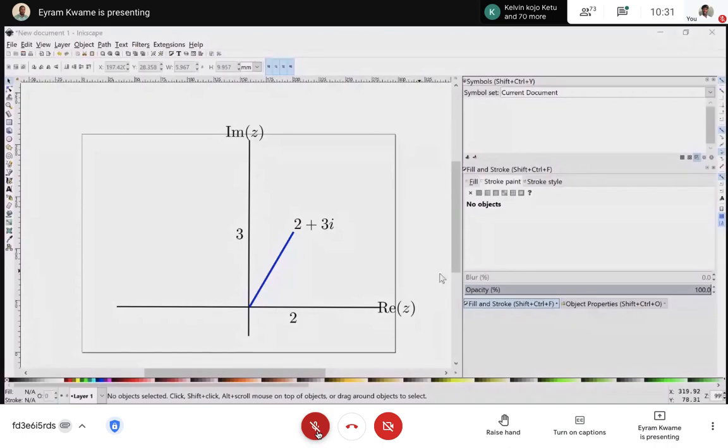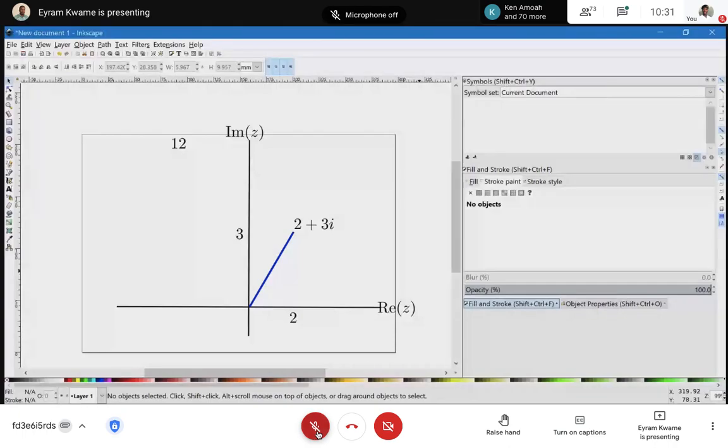I hope I'm sharing my Inkscape, right? You can see my sketch. Yes, sir, you can see.